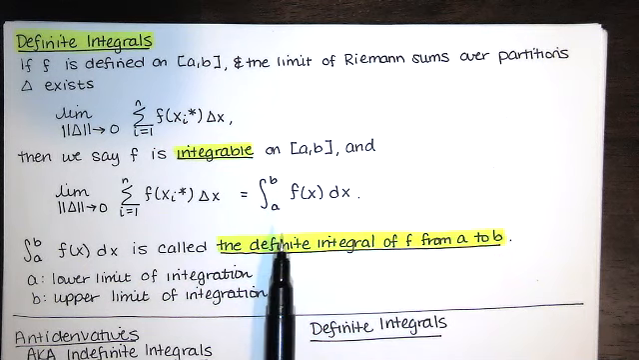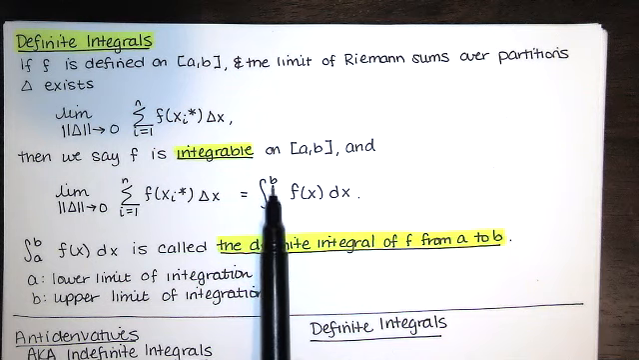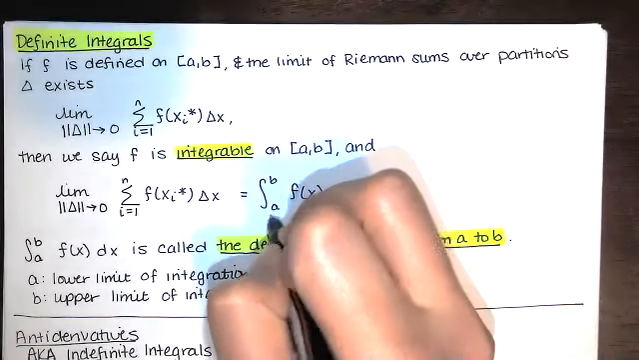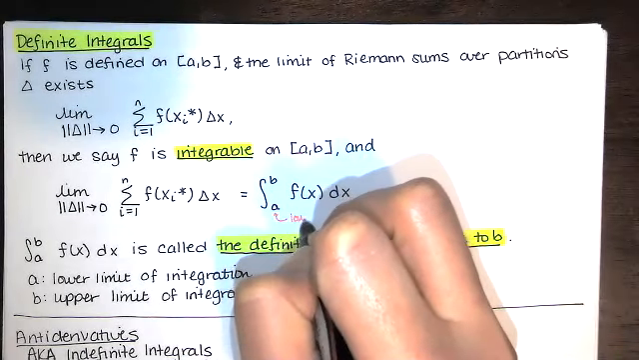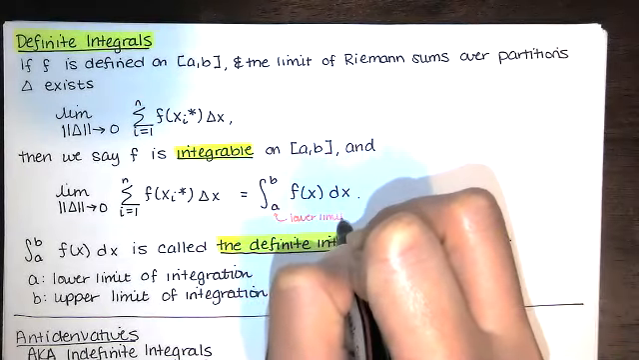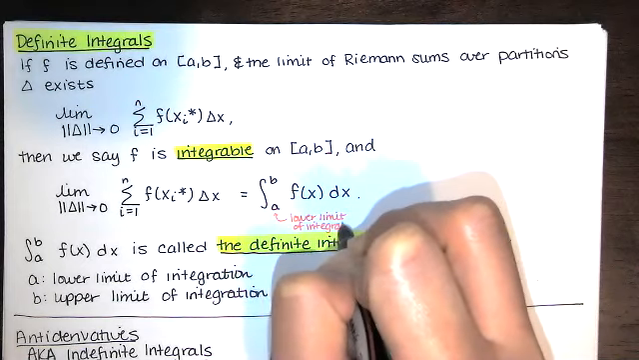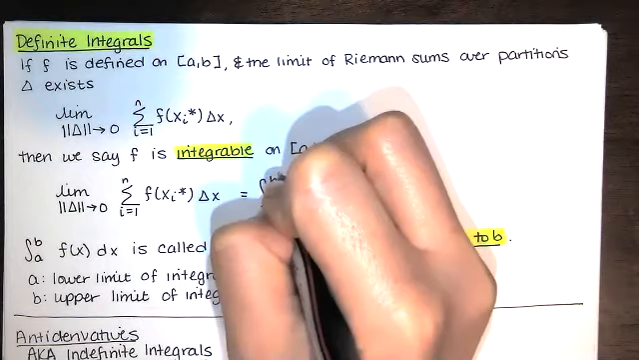Notice it looks just like our antiderivative notation. Now you just have a little number here and a little number here. A is called the lower limit of integration. And b is called the upper limit of integration.